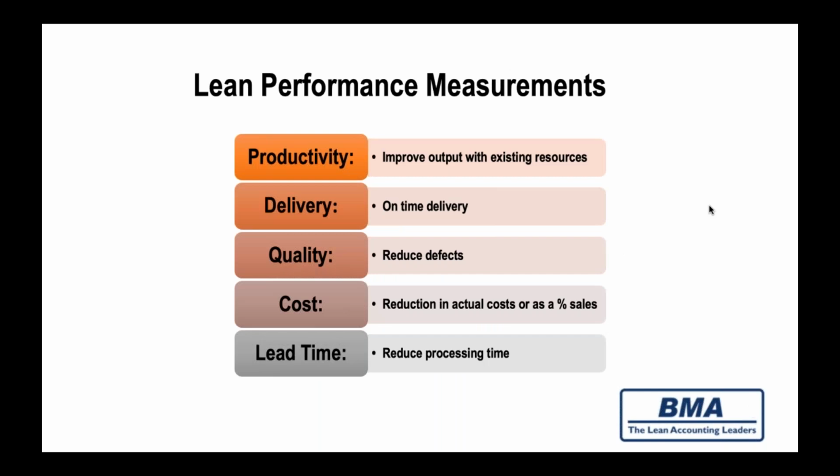General lean performance measurements, and we'll get a little more specific later. But in general, these 5 areas of process performance is what we want to measure. We want to understand, are we improving the productivity, which is improving the output with our existing resources? Are we improving our on-time delivery? Are we reducing our defects? Are we reducing our costs over time? And are we reducing the processing time of the various value streams in accounting? And this combination of measures works very well to reveal problems and show improvement.